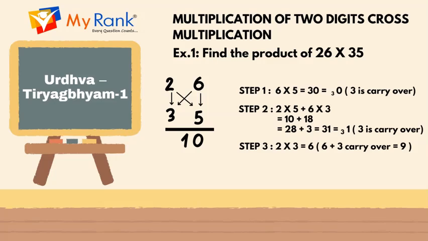Step 3. Vertical multiplication. That means multiply 2 by 3, 2 into 3 equal to 6. 6 plus 3, which is carried over, equal to 9. So 9 is third digit. Hence, the combined answer is 26 into 35 equal to 910.